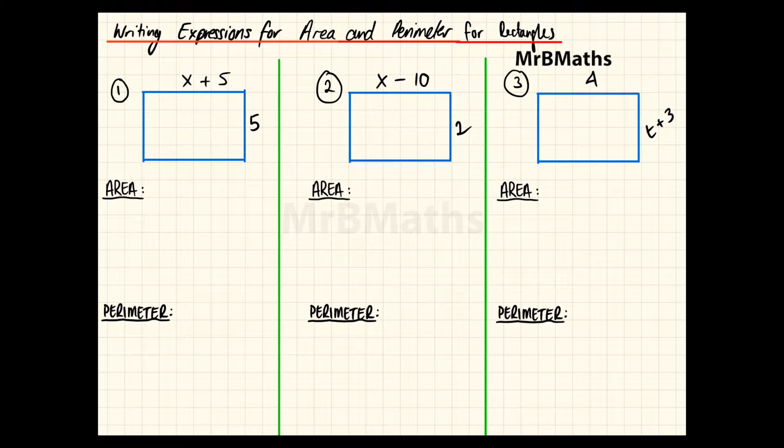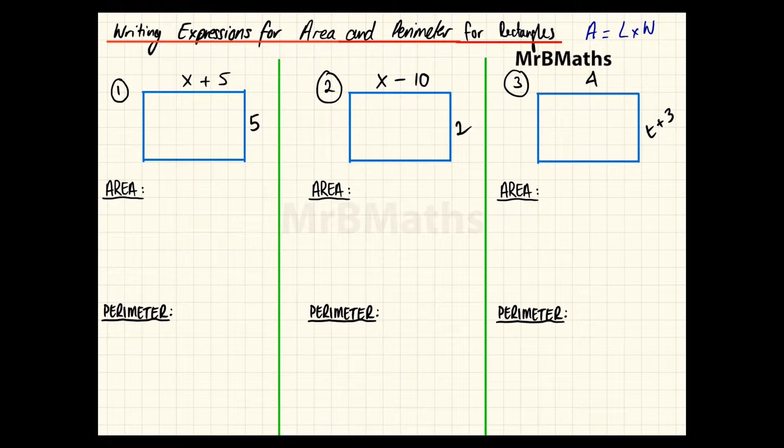In this video, we're going to look at writing expressions for area and perimeter for rectangles. Before we go ahead, we have to know one formula, which is for area. The area of a rectangle is area equals length times width. It doesn't matter what you say is L, so what you say the length is or what you say the width is, as long as you don't mix the two of them up.